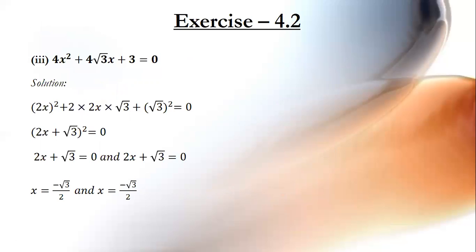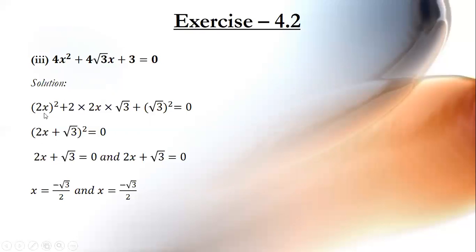Moving on to the next one, 4x square plus 4 root 3 x plus 3 equal to 0. When you look at this question, what do we find? The coefficient of x square is 4. So throughout we have to divide by 4, isn't it? That way also you can find the answer. But there are easier ways to solve a few questions. This question is one of them, because 4 is a perfect square, because root of 4 is 2, isn't it? So that is a perfect square.